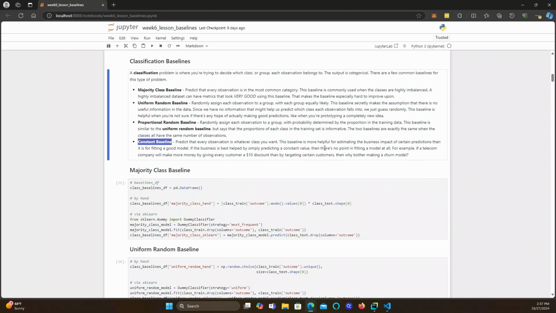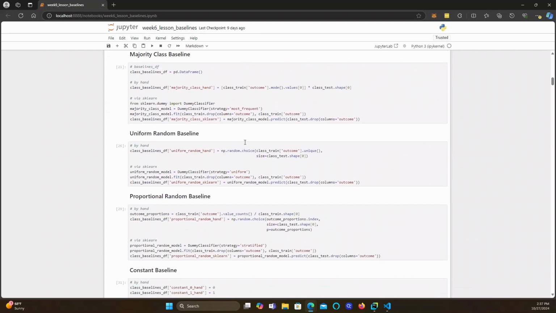Another example that I give here is if a telecom company will make more money by just giving every customer a 10% discount rather than by targeting certain customers, why bother even making a churn model? That's really the question that a constant baseline asks, right? Is there even a point to making a model at all, or should we just assume that everybody falls into one group or another? All right, let's go ahead and make them.